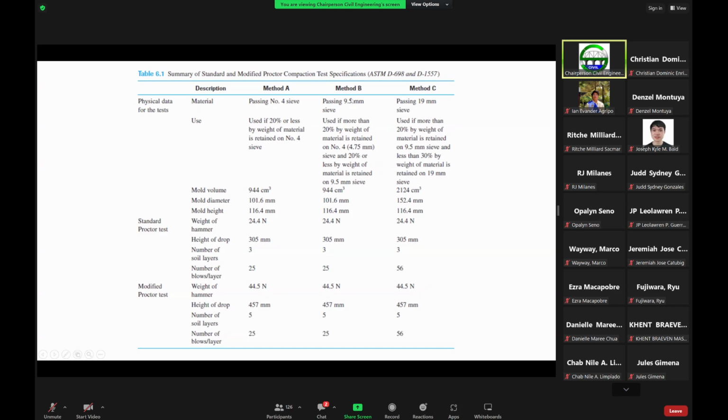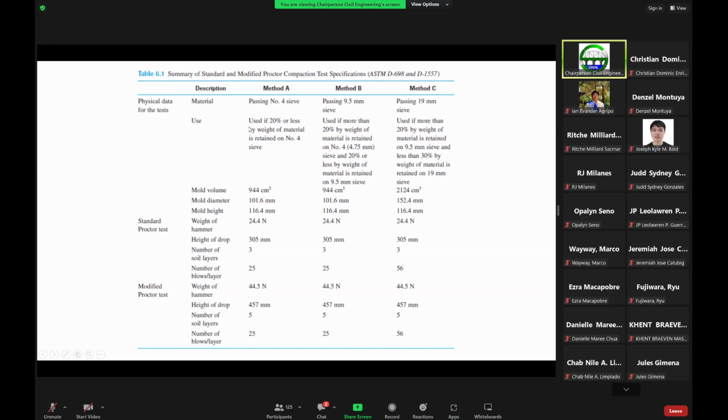Now, for each method, we have here the general description of the material. For method A, the material considered is only the ones passing the number four sieve. For method B, the ones being considered are only those that pass the 9.5 millimeter diameter sieve. While for method C, you consider the materials passing the 19 millimeter sieve.